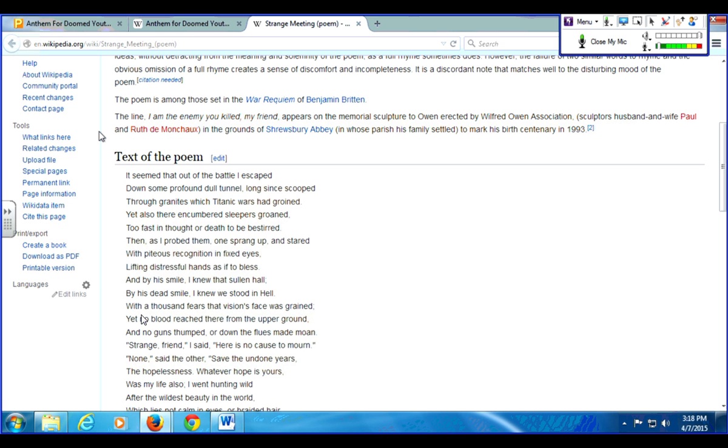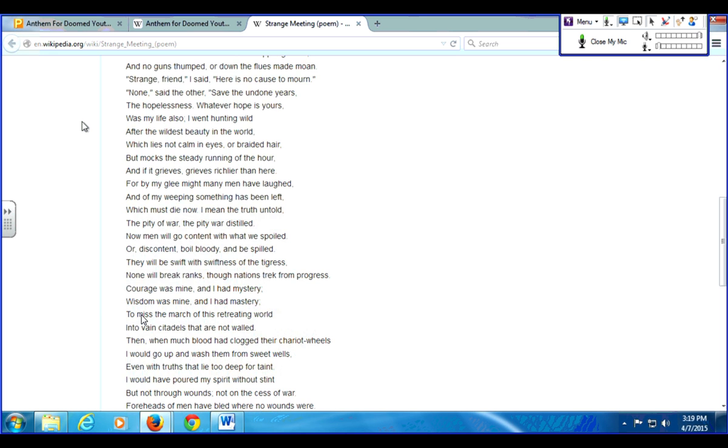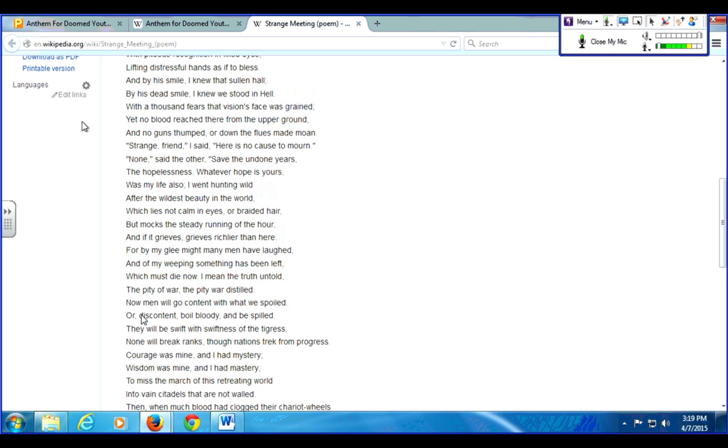It seemed that out of battle I escaped down some profound dull tunnel, long since scooped through granites which titanic wars had groined. Yet also there encumbered sleepers groaned, too fast in thought or death to be bestirred. Then, as I probed them, one sprang up and stared with piteous recognition in fixed eyes, lifting distressful hands as if to bless. And by his smile, I knew that sullen hall, by his dead smile I knew we stood in Hell. With a thousand fears that vision's face was grained; yet no blood reached there from the upper ground, and no guns thumped, or down the flues made moan. Strange friend, I said, here is no cause to mourn.